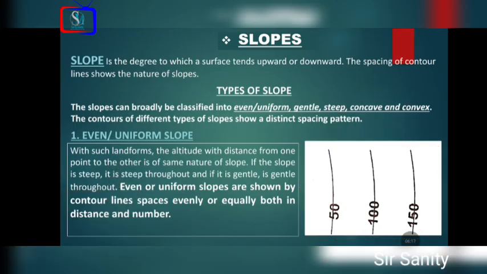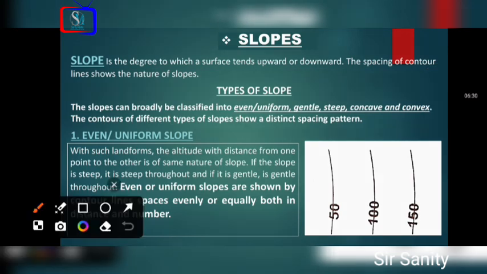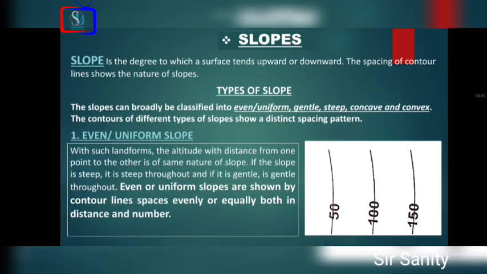So even or uniform slopes are shown by contour lines spaced equally, both in distance and number. You can see that. So that is what is called the even slope.